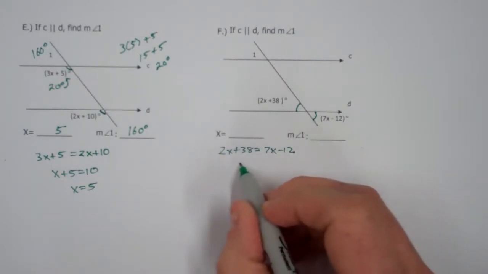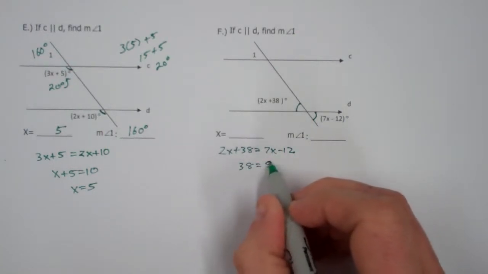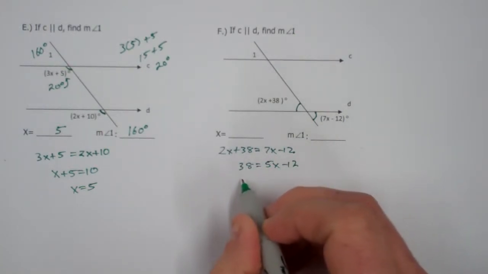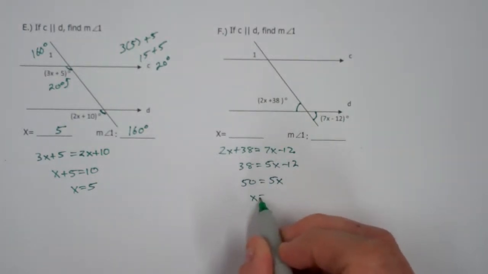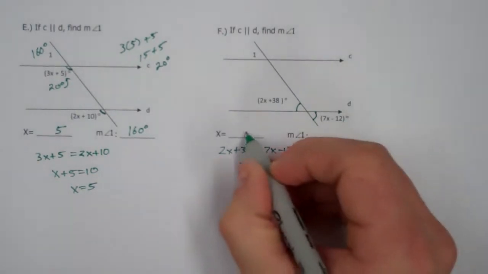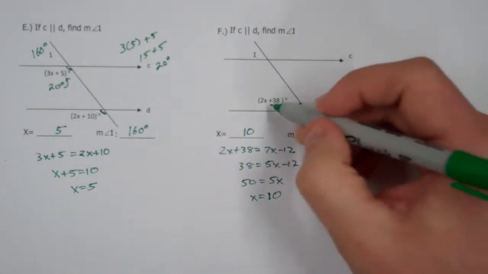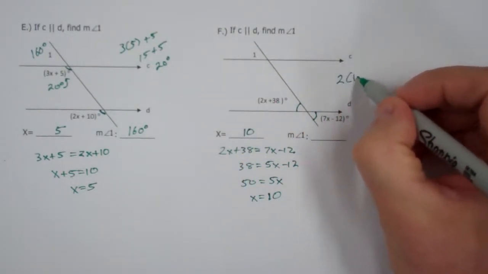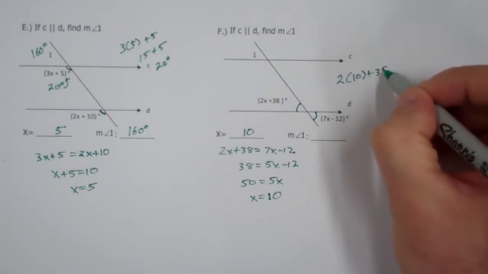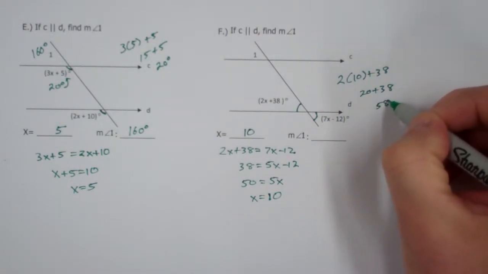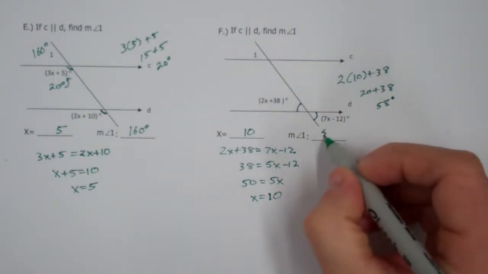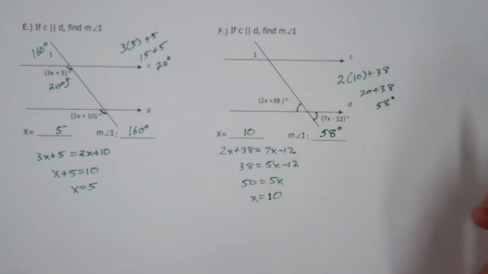We'll subtract 2x from each side, add 12, and divide by 5. So x will be 10. To find the measure of this angle, we'll take 2 times x, which is 10, plus 38, or 20 plus 38, which is 58 degrees. And we know that's going to be the same as the measure of angle 1.